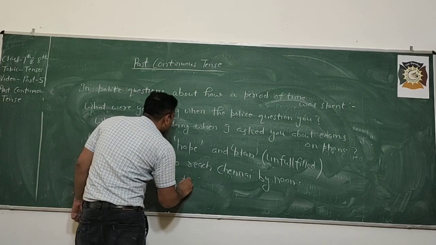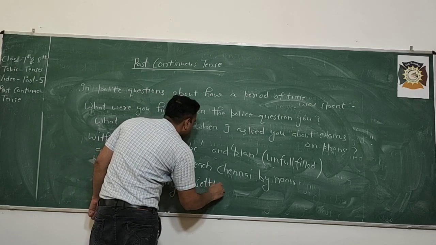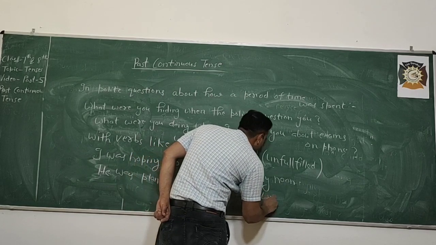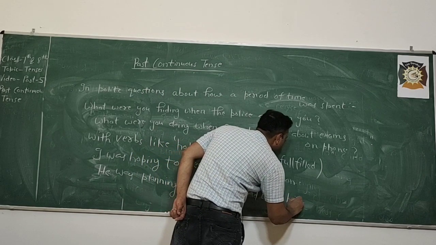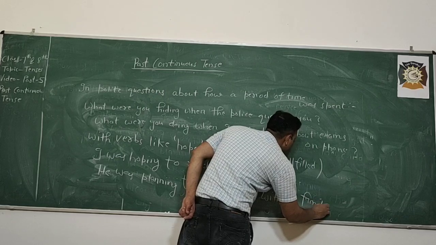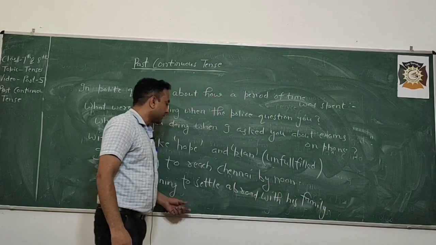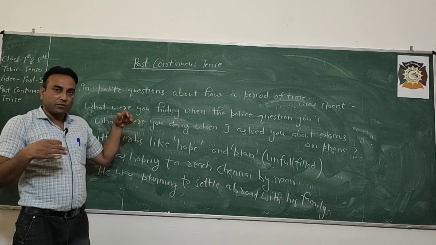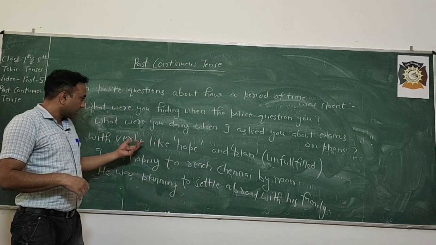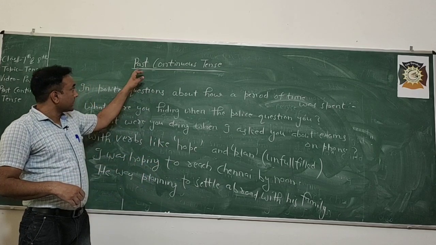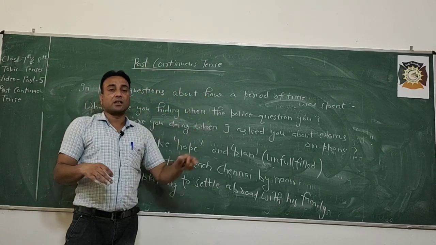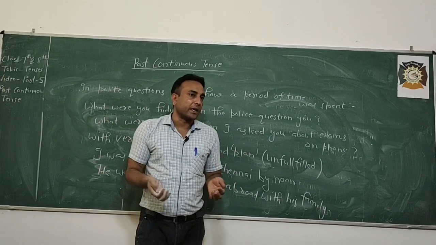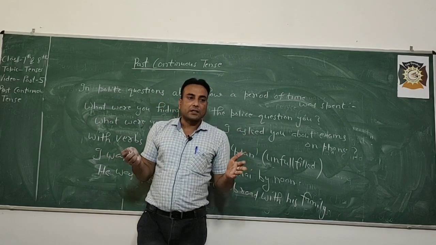If I say, he was planning to settle abroad with his family, means he was not settled abroad but he was just planning. With verbs like hope and plan we always use past continuous tense when the situation is unfulfilled, you are just hoping or planning.